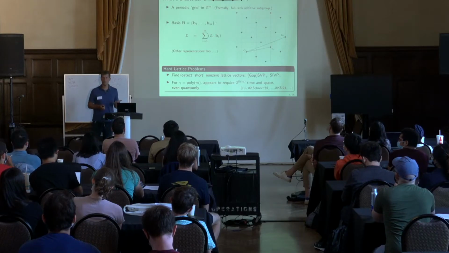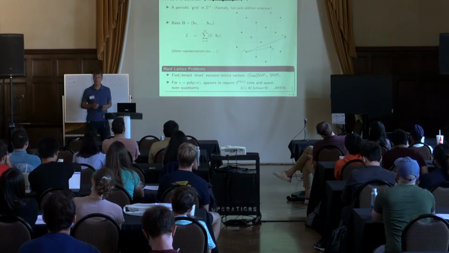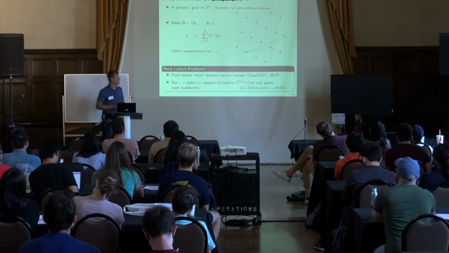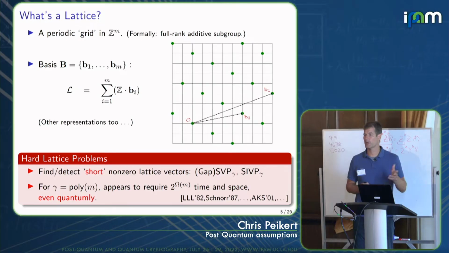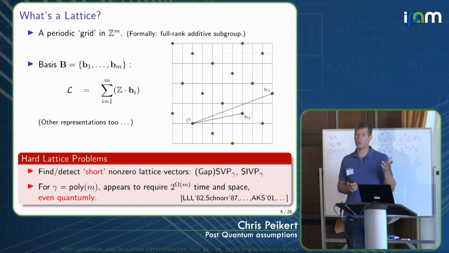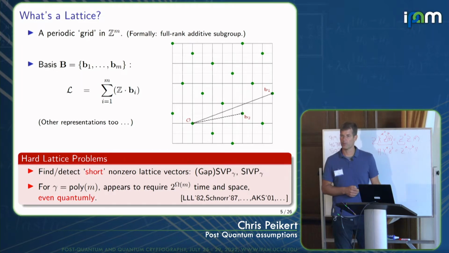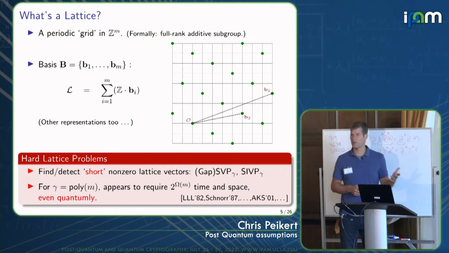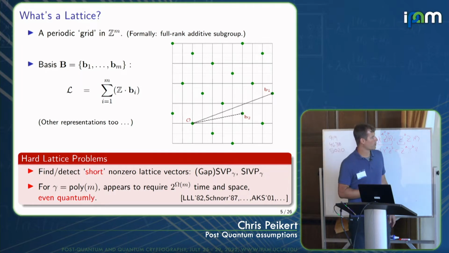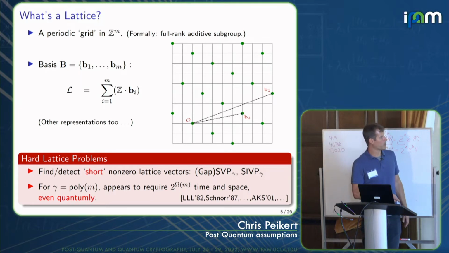Gamma doesn't have to be an integer. You could take root 2 or root n or whatever you like; it's just a real number. And frequently, in fact, it's a function of the dimension. So if you take gamma to be some polynomial in the dimension, m squared or m to the 5th or something like that, we don't have any good way to solve these problems efficiently. Okay? So the best algorithms that we have require exponential time and memory, even quantumly.